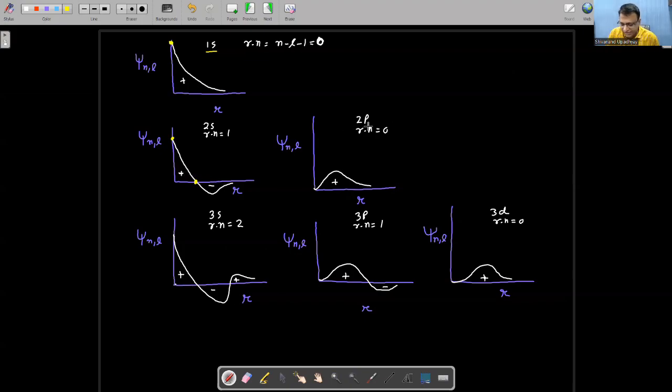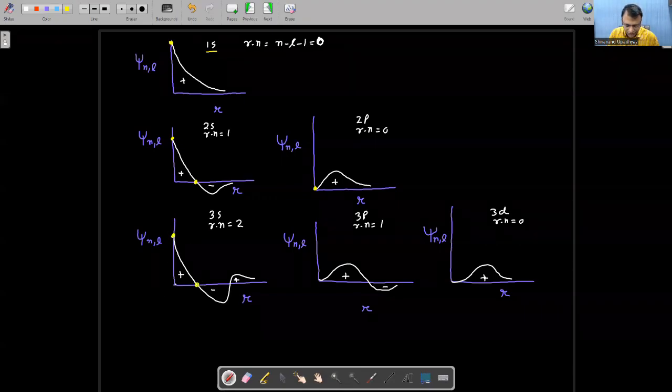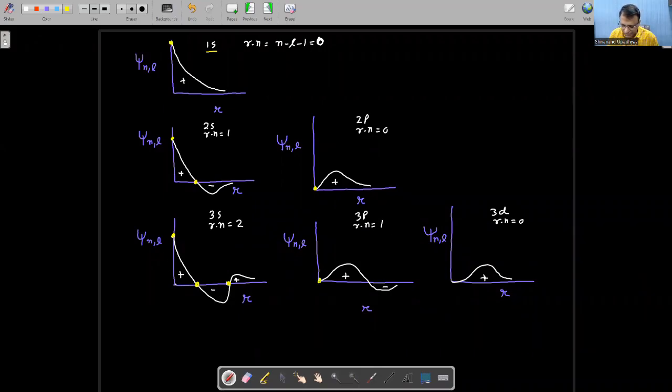For 2p, in the same way, the number of radial nodes will be 0. We have seen that at the nucleus the value of psi square is 0, so the value of psi is 0 at the nucleus, and there is no radial node. For 3s, in the same way, the number of radial nodes will be 2, and at the nucleus it will be maximum. For 3p, at the nucleus it will be 0, and the number of radial nodes will be 1. In 3d, there is no radial node. The n value is 3 and the l value is 2, so 3 minus 2 minus 1 is 0. There is no radial node for 3d, and the value at the nucleus is 0.